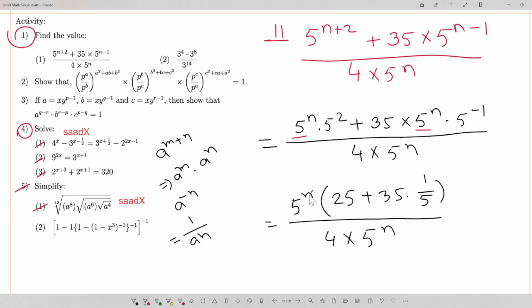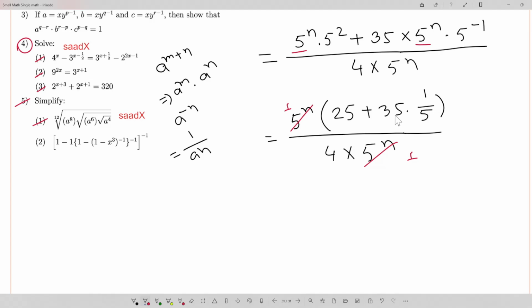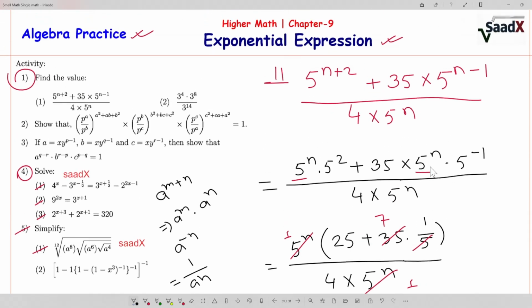So we can divide 5 to the power n and 5 to the power n, it will be 1, right? And here also we can simplify, 35 divide 5, it will be 7. So what happened? Here is 25 plus 7, it will be 32, divide 4. So 32 divide 4 is 8, and here is 1, our answer will be 8. Very simple. So number 1 done.